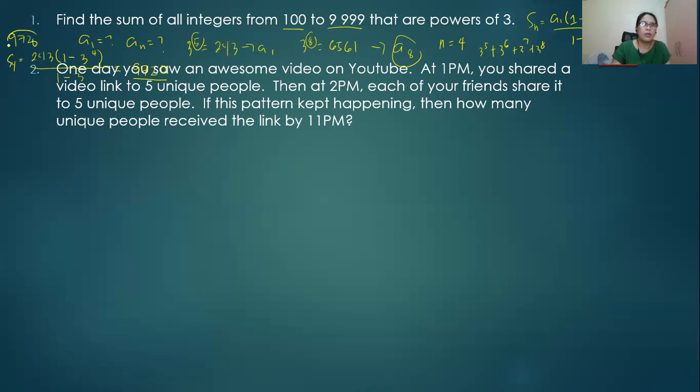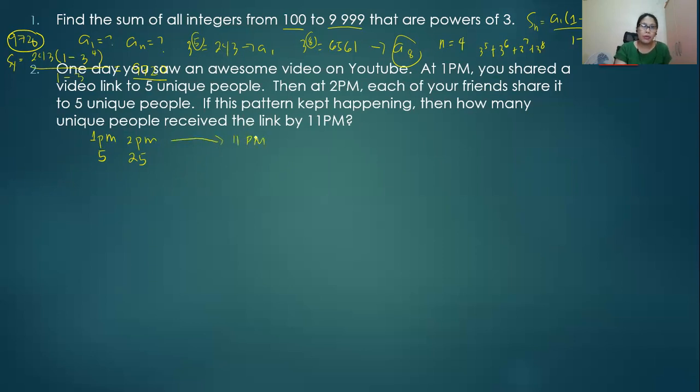One day you saw an awesome video on YouTube at 1 p.m. You shared the video link to 5 unique people. Then at 2 p.m., each of your friends shares it to 5 unique people. If this pattern kept happening, how many unique people received the link by 11 p.m.? So we have at 1 p.m., 5, and then at 2 p.m., each of these five persons shares the link to 5 unique people. So we have 25 at 2 p.m., and so on until 11 p.m.